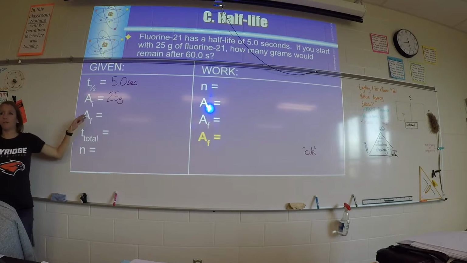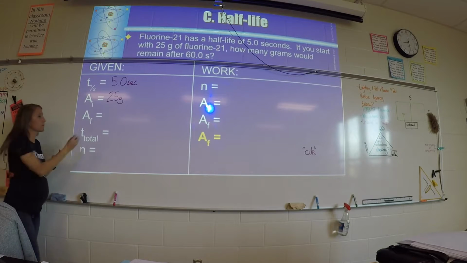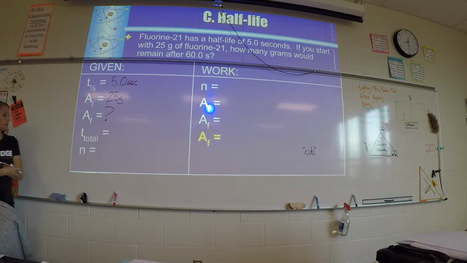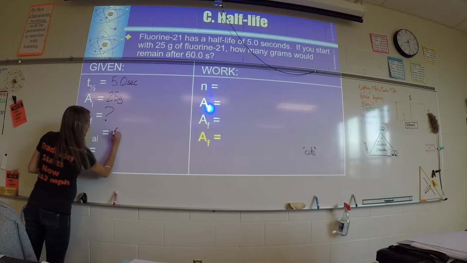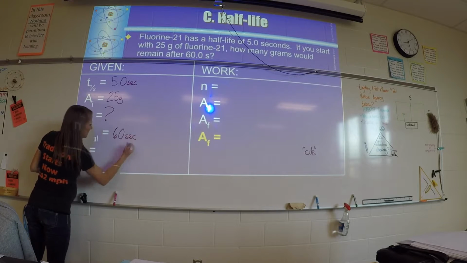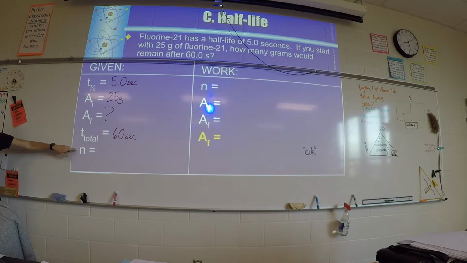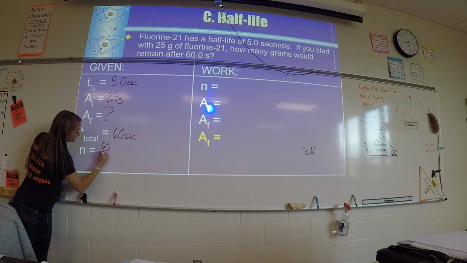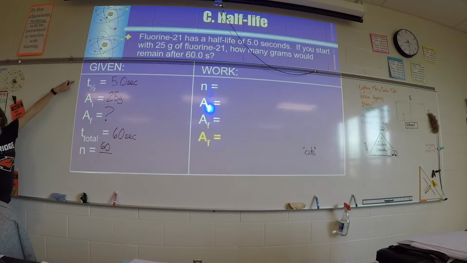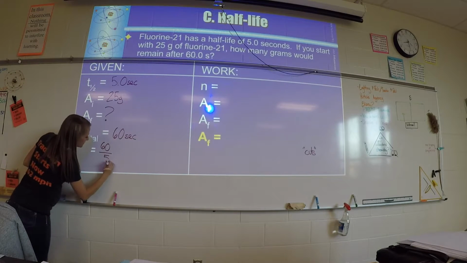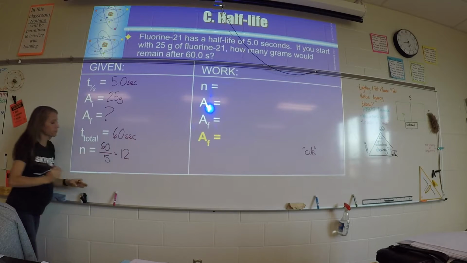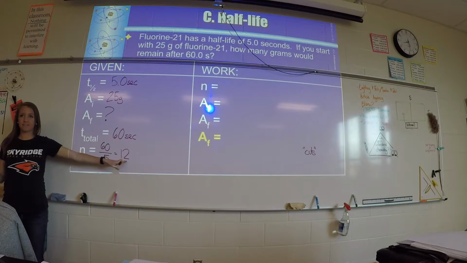Do I know my final amount? No, that's what the question is asking, right? Do I know my total time? Yes, there we go, 60 seconds. And then n, how could we figure out how many cuts it's going to go through? Divide 5 into 60. Take your total time and divide it by the half-life. So we know that it's going to go through 12 cuts in the end.